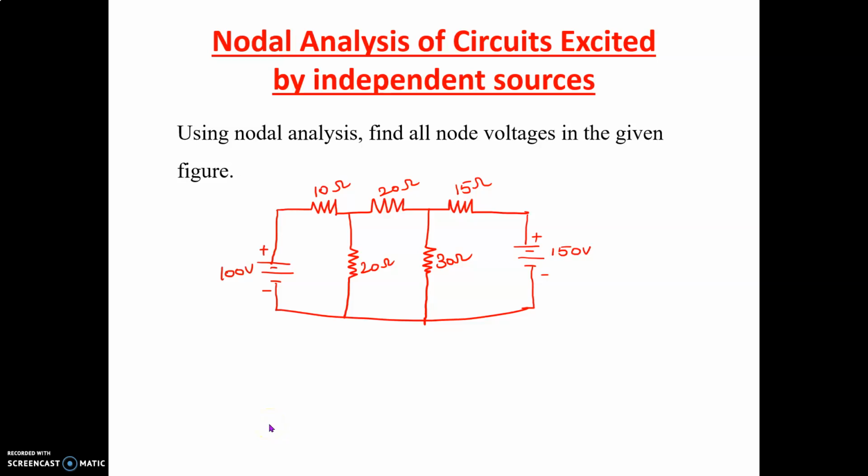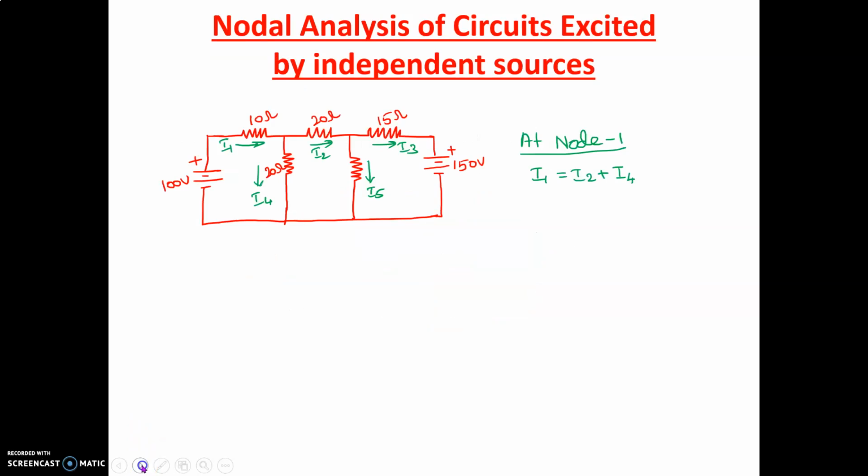Let us see one problem. Using nodal analysis, find all node voltages in the given circuit. So this is the given circuit. For the circuit, we have to find the nodal voltages. First I am going to mark the nodes. I am going to take this as node 1. The node 1 potential is V1. This is node 2.